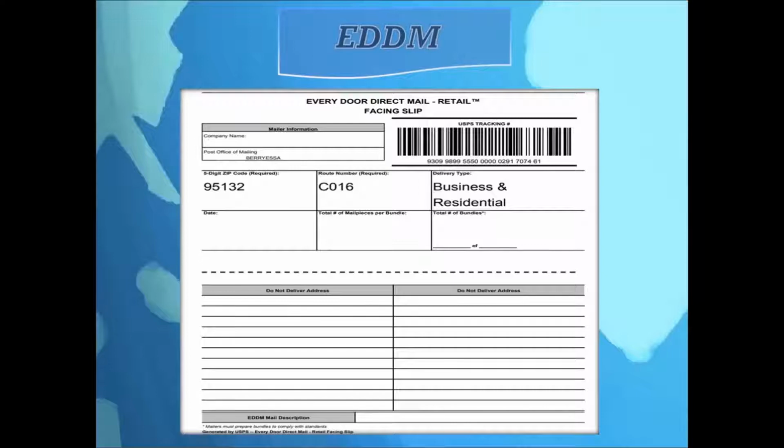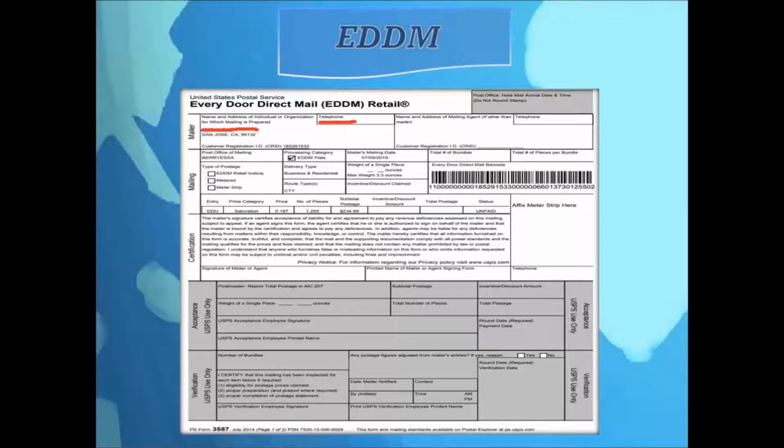Oh, and you also need to print out a few facing slips and separate the mails into bundles. For example, I'm sending out 1,000 pieces. That means I have to separate them into 10 stacks of 100 mail pieces. I would then need to apply a facing slip on top of each stack. Lastly, I will need to print out my mailing statement to deliver my orders.